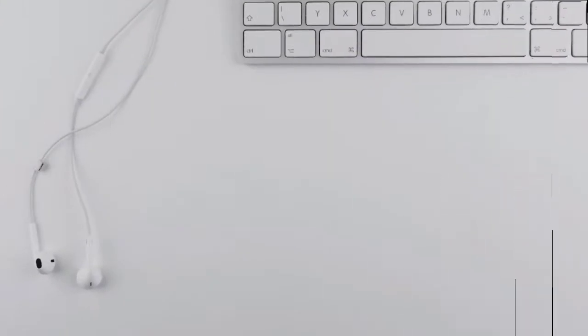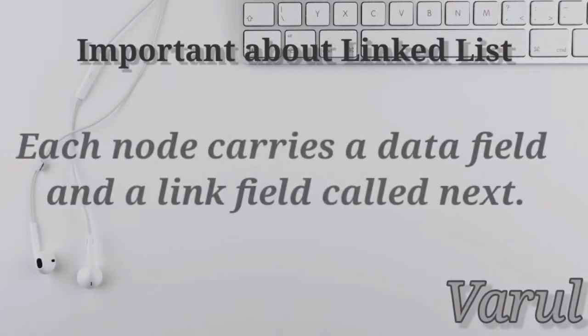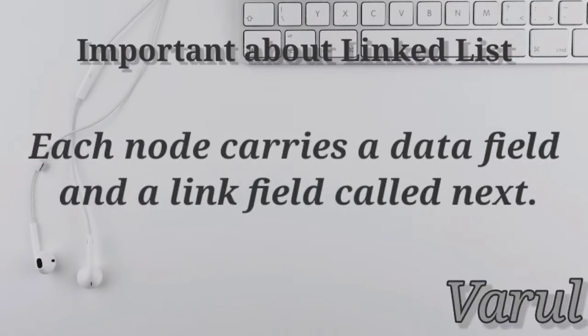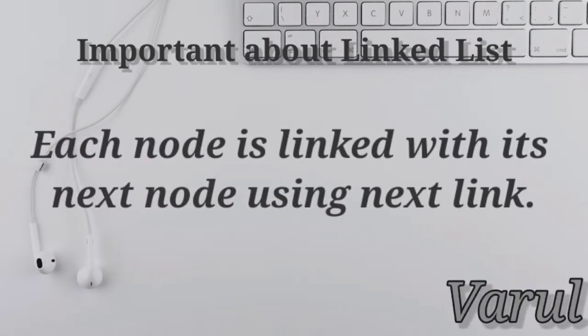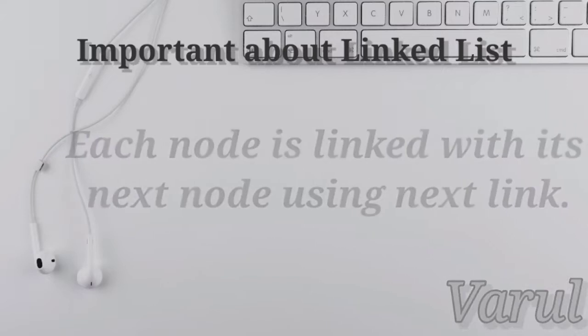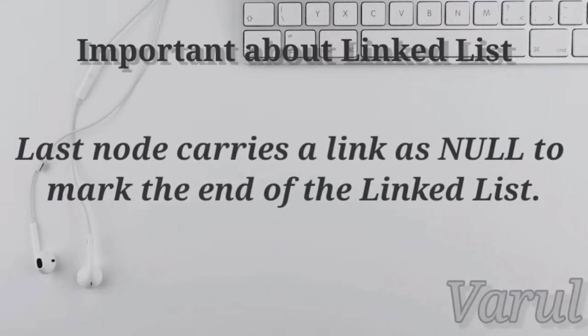Here are some important points about linked list. Each node carries a data field and a link field called next. Each node is linked with its next node using its next link. The last node carries a link as null to mark the end of the linked list.